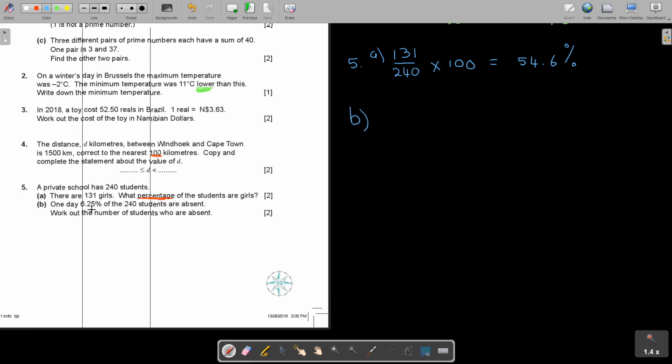Then the next one, number B. On one day, 6.25% of the 240 students are absent. That's using a percentage. That was like number 2. Work out the number of students who are absent. Okay, that is again very easy. So in this case, it's 6.25. And percentage means it's out of 100. And I'm just going to multiply it with 240, the total. And as soon as I multiply that, I will get 15 students.